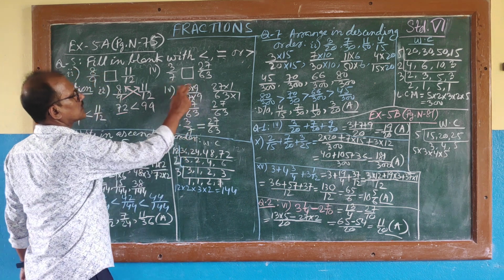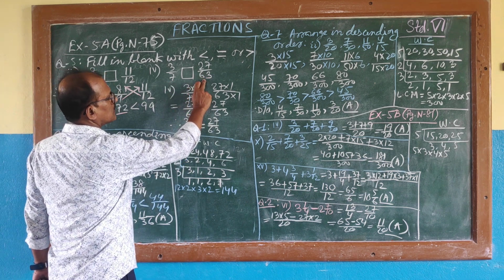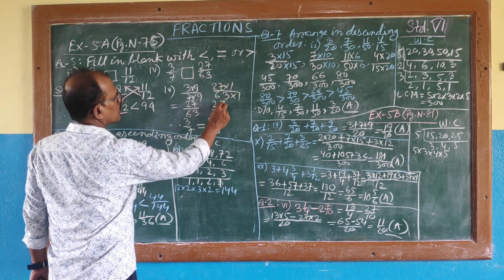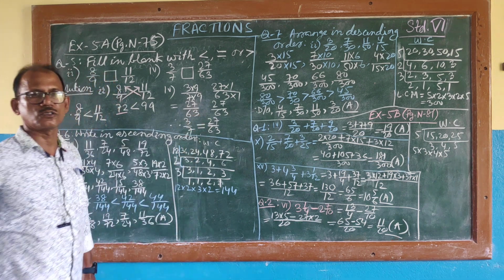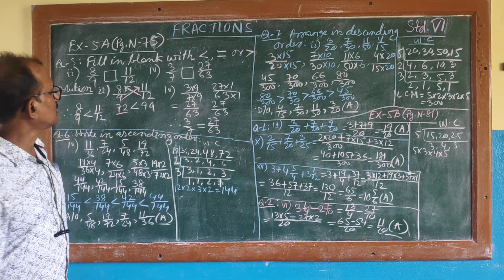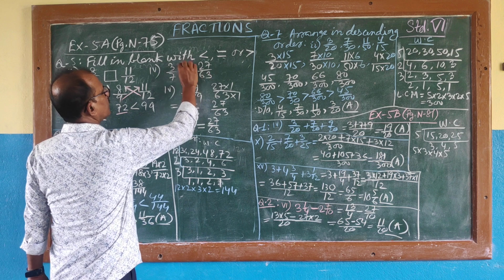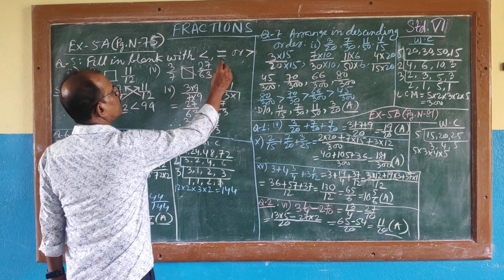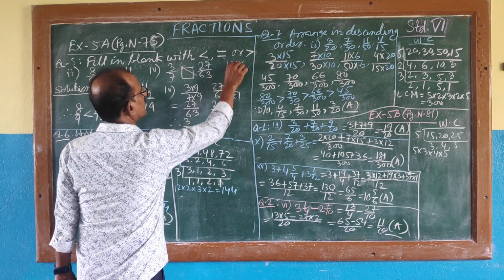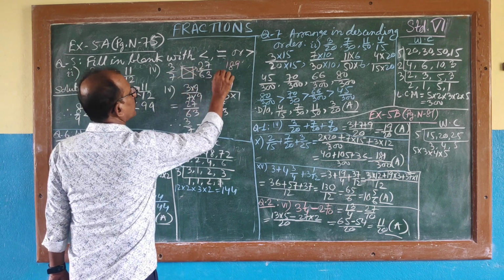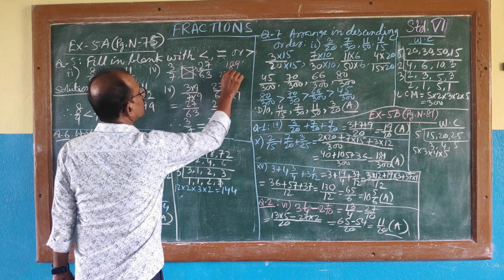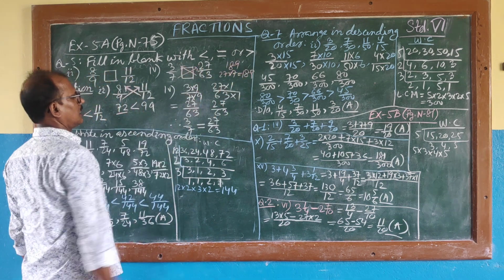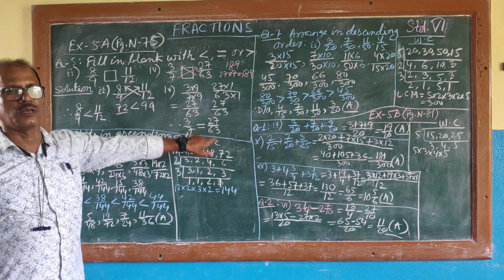Here the LCM is 63, and LCM divided by 63 will be 1. 1 into 63, and 27 into 1. So it's 27 by 63, 27 by 63. Are they not the same? They are equal. Otherwise, check with cross multiplication. If you multiply, 3 into 63 will be what? 189. And if you multiply 27 into 7, that also becomes 189. Both the values are 189.